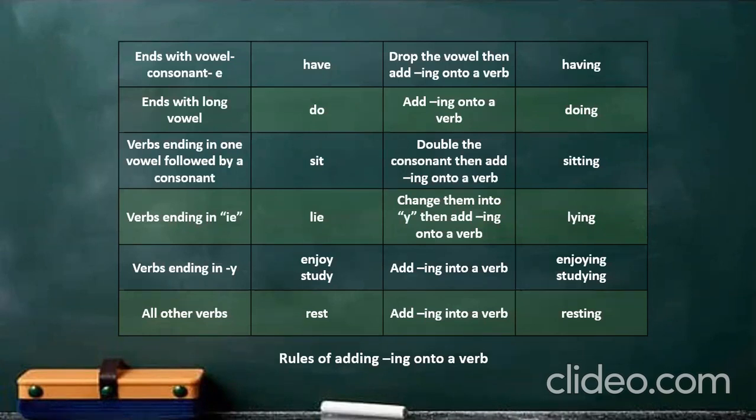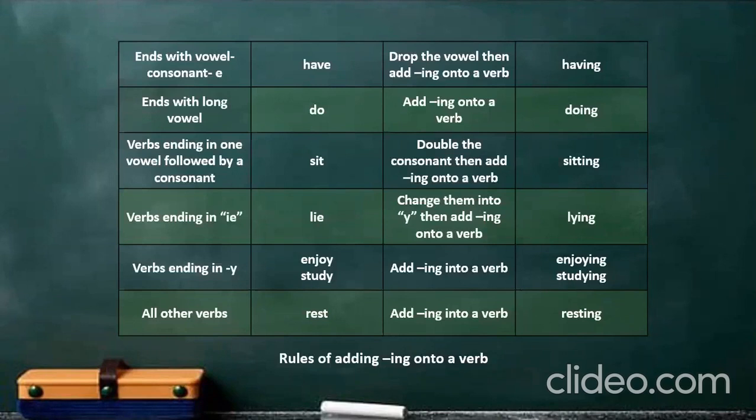It becomes having. Number two, does it end with a long vowel? For example, do. In this case, you should add ing onto the verb. It becomes doing. Number three, does it end in one vowel followed by a consonant? For example, sit. In this case, you should double the consonant then add ing onto the verb. It becomes sitting.